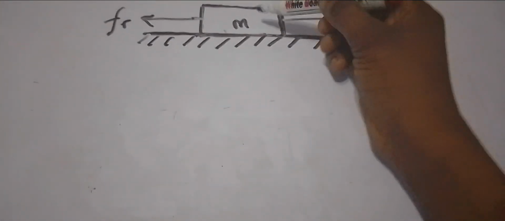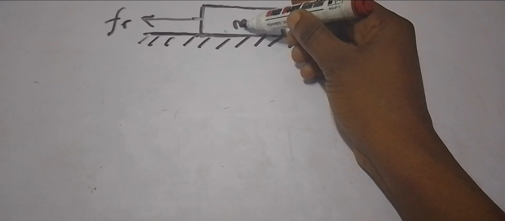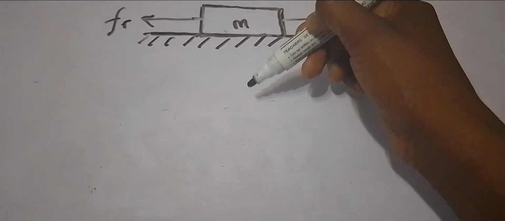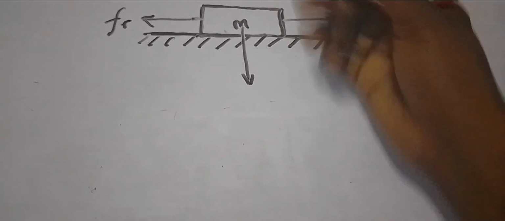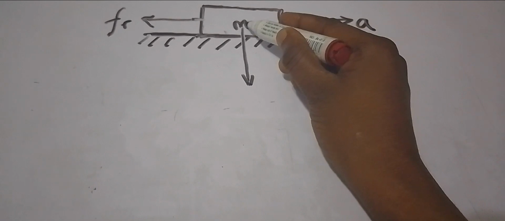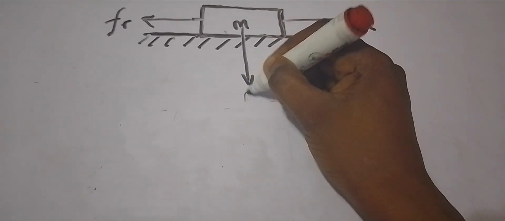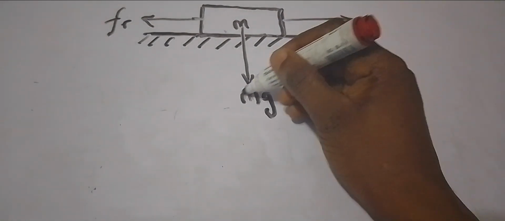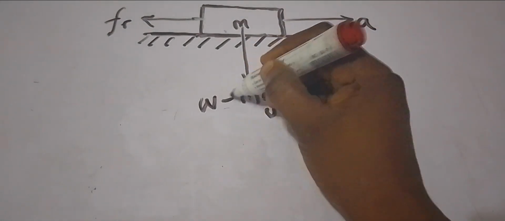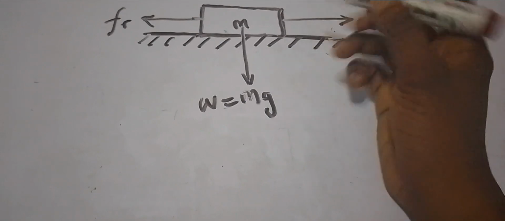Now, if you look at this object, due to the mass of the object and the gravity acting downward, because the gravity must act on the body downward, then we are going to have a downward force on the body, which is equal to the product of the mass and acceleration. So we are going to have mg here, which is the weight of the body. So this is the force that is going to act downward.